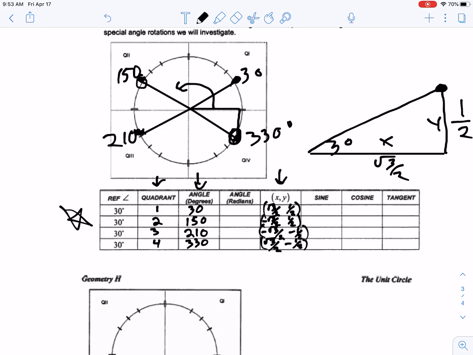On reference angles of 30, they're all the same. √3/2 is the x value, 1/2 is the y value. Now, the quadrant is going to dictate whether we're talking positive or negative x and y values. Let's move on to the 45.